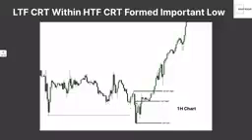The 1 hour CRT high, so as you can see, this is the 1 hour chart. The 1 hour CRT high and low formed within the 4-hour CRT high and low. This is very, very important. Understanding this will help you determine key highs and lows.